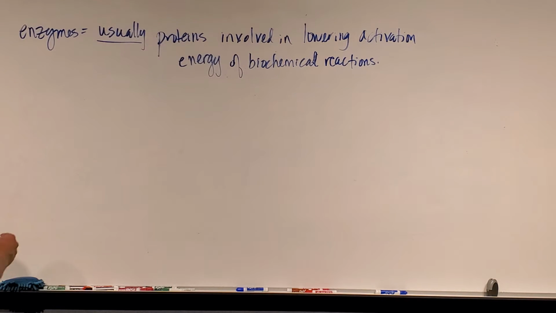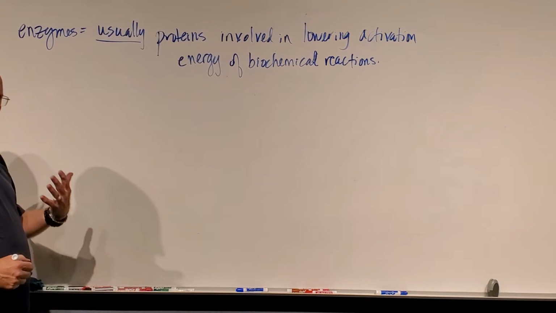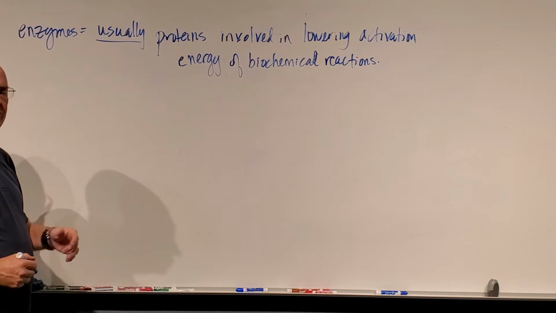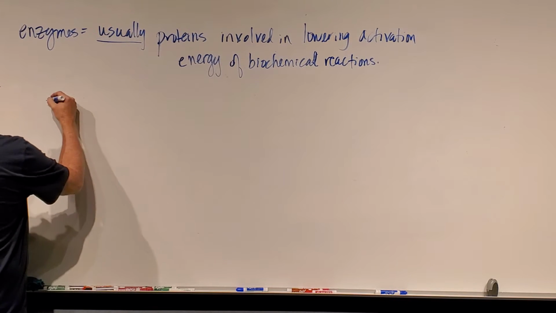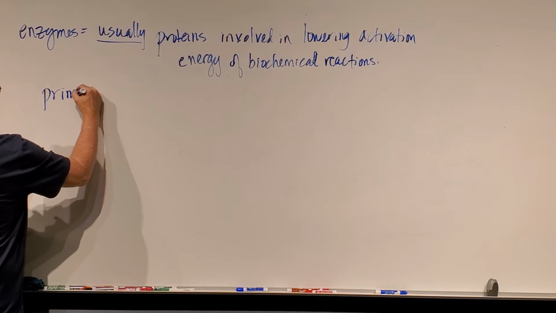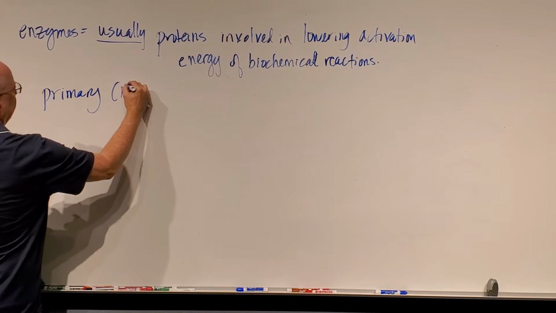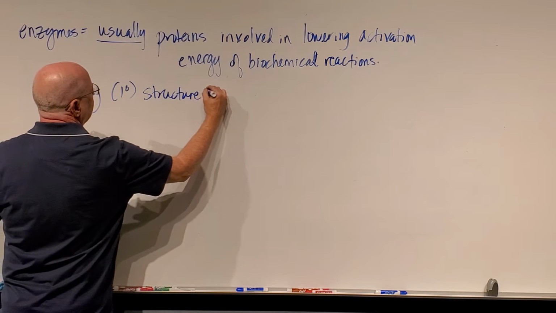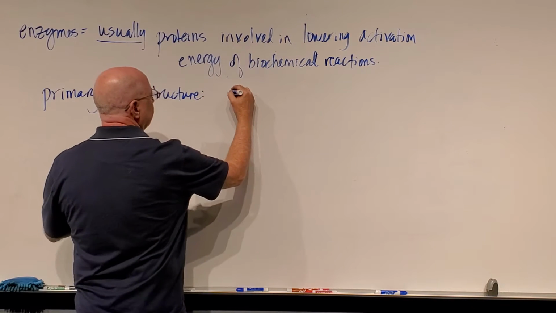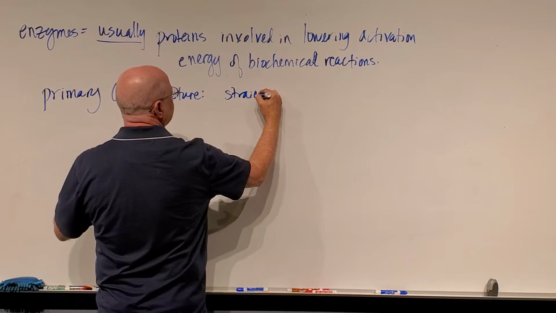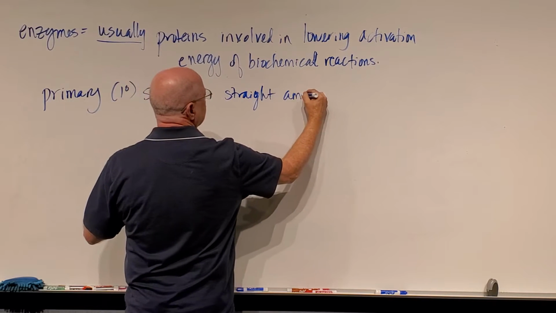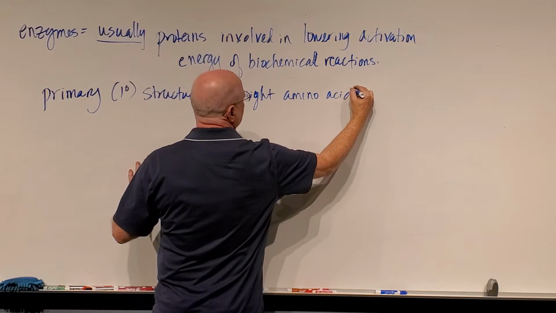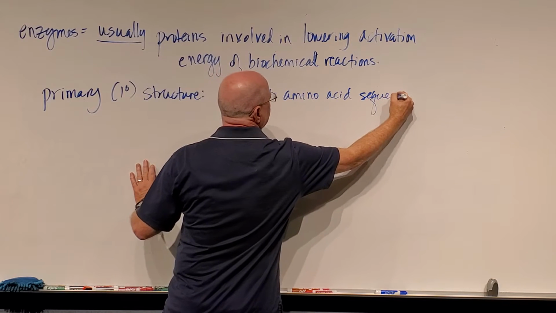When we talk about enzymes, we know that these are long chains of amino acids because they are proteins. So when I talk about the primary structure, and primary is abbreviated as a 1 with a little prime, we're talking about the straight amino acid sequence. What is the order of the amino acids?